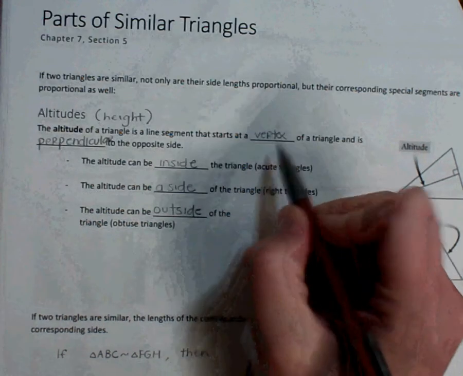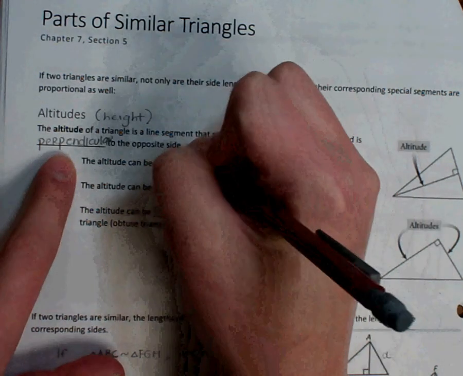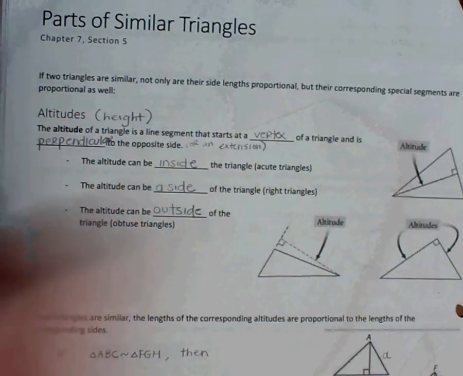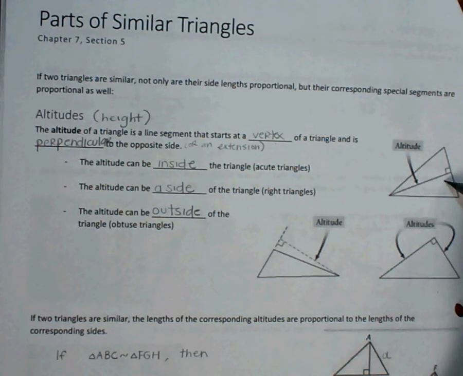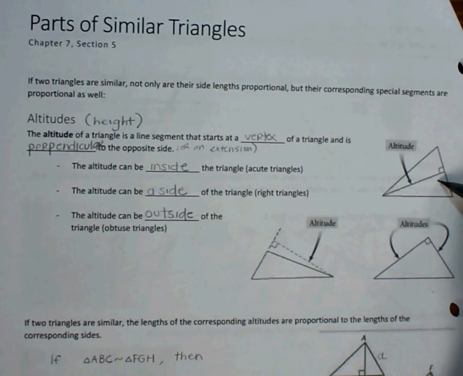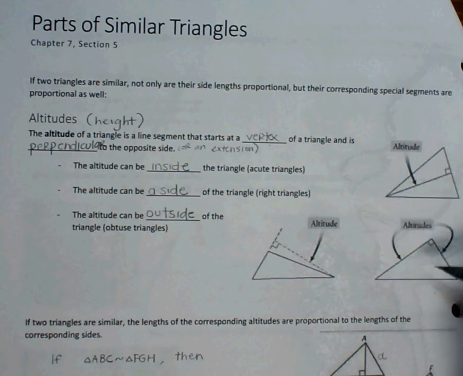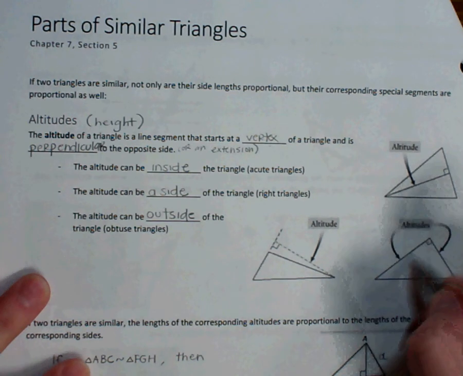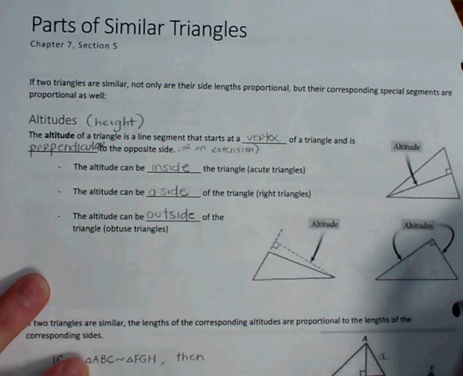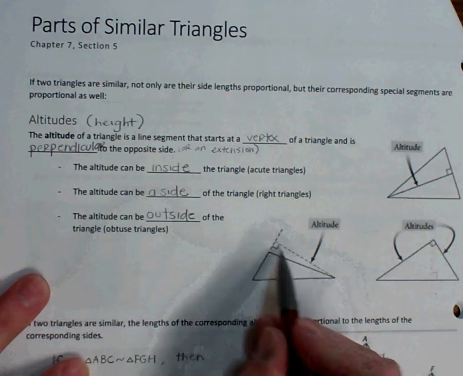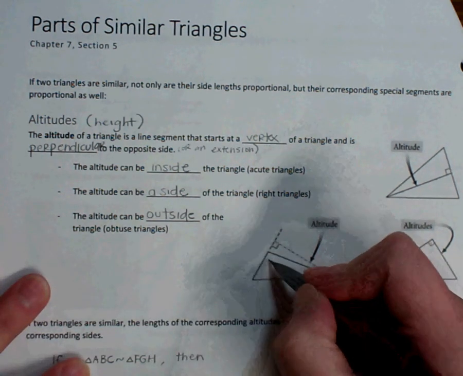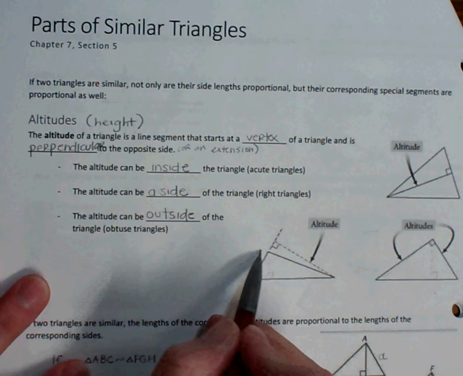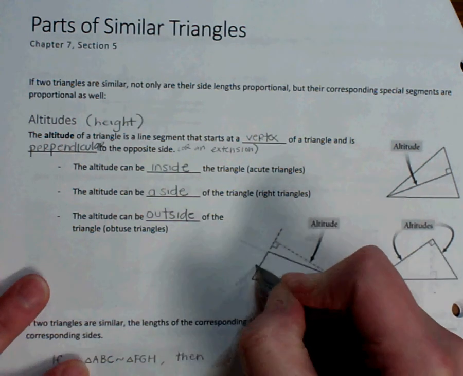It starts at a vertex and it is perpendicular to the opposite side or an extension of the opposite side. If we have an acute triangle, the altitude will always be inside the triangle. If we have a right triangle, the altitude can be inside, but it can also just be one of the sides of the triangle. And if we have an obtuse triangle, the altitude can be on the inside, but we can also have altitudes on the outside of that triangle.